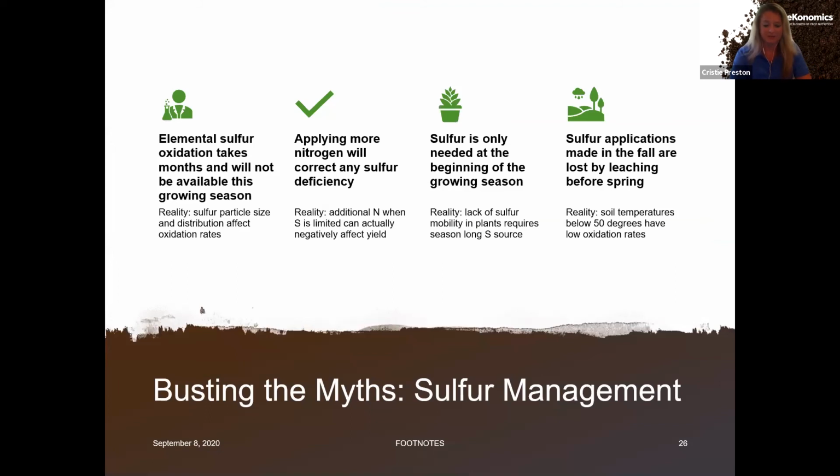Finally, let's talk about some of the biggest myths that we have for sulfur management. And we've already touched on every single one of these a little bit, but at the end of the day, we still hear these common misconceptions around the industry.